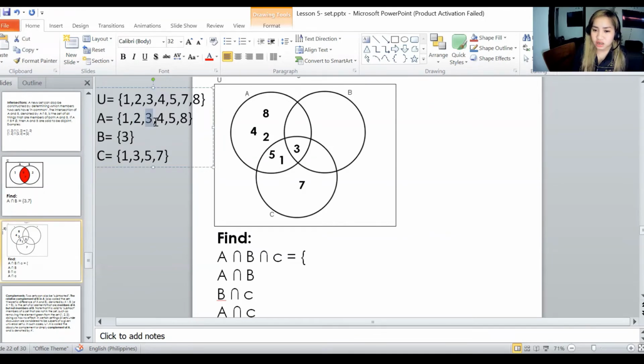Next, we have 3. Yan, as you can see, meron po sa B, meron din sa C. Yan, kaya isa na po siya or kasama na siya sa final answer natin mamaya. And sa 4, 5, tsaka 8, wala po tayong ganito sa B. Meron po tayong 5 sa C. So, ang pinagkaparehas lang po ng tatlong set na to is 3 lang po. Kaya nandito po siya sa gitna ng tatlong circle. So, ang final answer natin is 3.